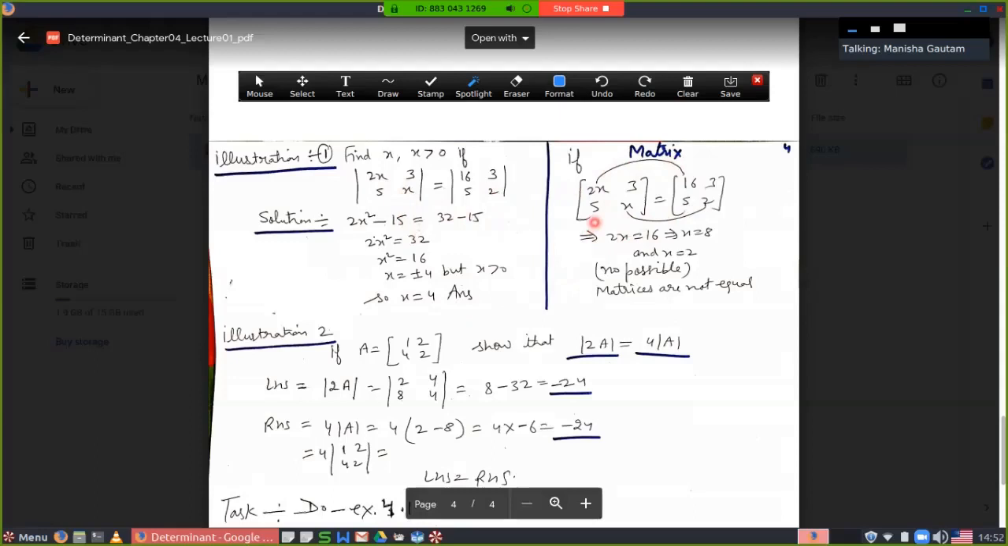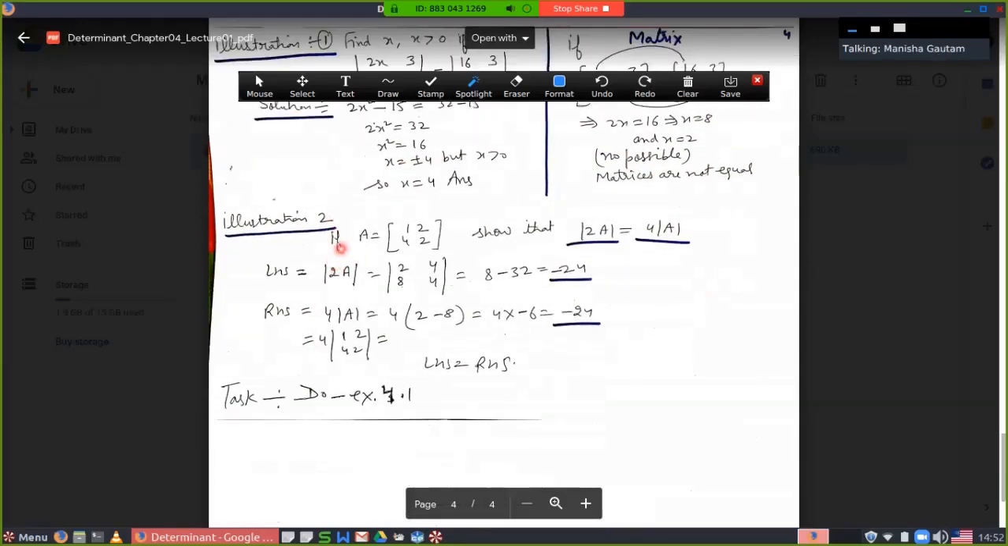What is the difference between determinant and matrix? Now here 2x is equal to 16, the value of x is 8, and x is equal to 2. You are getting two different x values. It means these matrices are not equal because it is not possible to get two values in the same matrix. So you can observe the solution in the case of a matrix and in the case of a determinant. Don't mix them up. Now illustration 2.